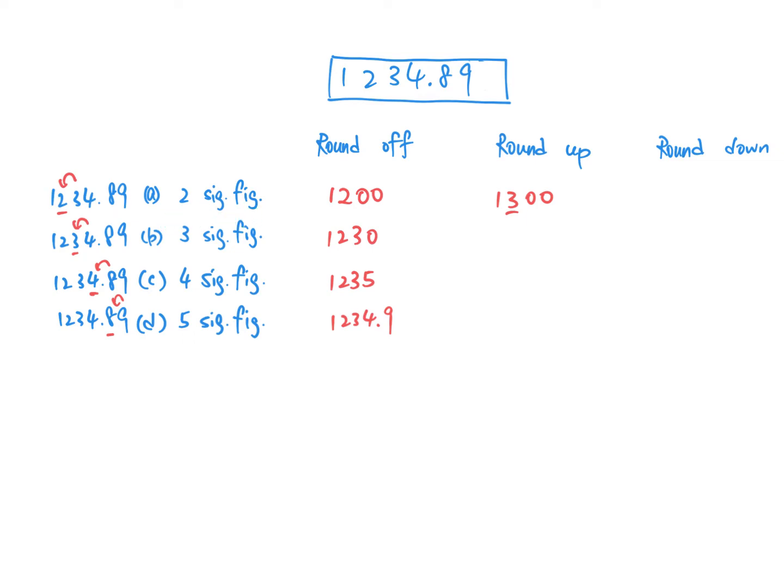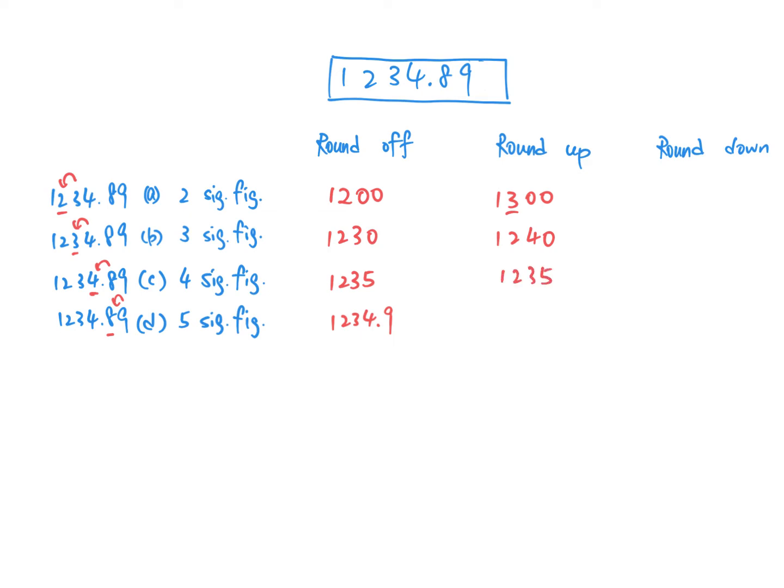And part B, the 3rd significance figure, no change, it is still 3. Add 1 to it. It is 1204. Okay, but it is 1000 something, so we need to replace 0 here. And then part C, the 4th significance figure, again no change, but we need to add 1 to it. So it is 1, 2, 3, 5.